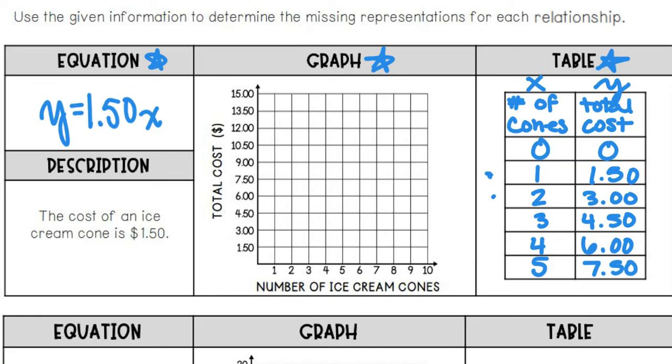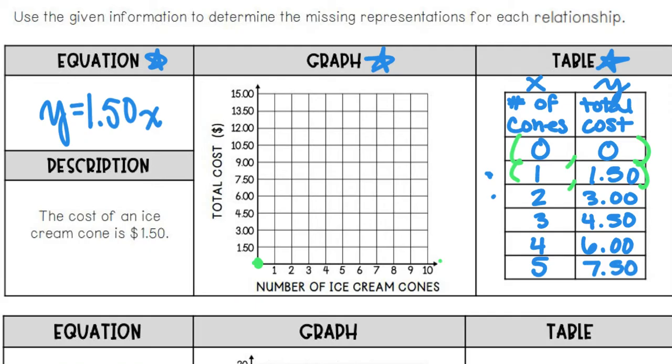So what's cool about tables is it gives us our ordered pairs. So what you need to do is just think of it as having a parentheses and a comma and an end parentheses. Because if I buy 0 ice cream cones, I'm spending $0. So my first point is going to go right at my origin at 0, 0. And then I'm just going to keep on going with the next point. I'll have a parentheses, a comma, and an end parentheses.